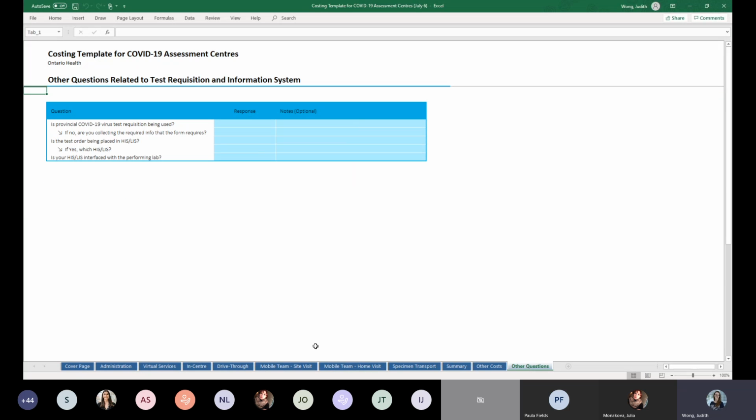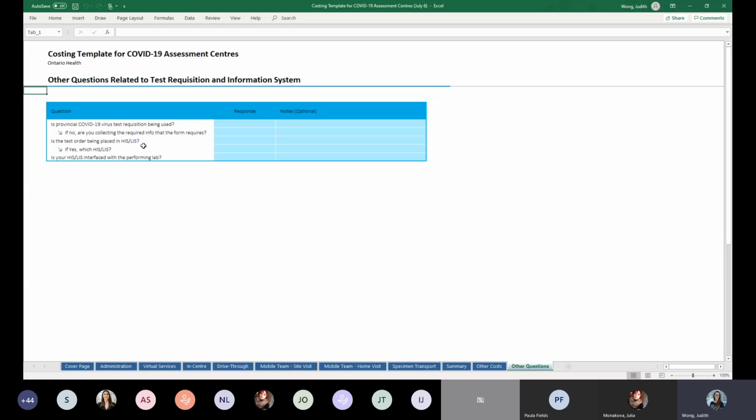Finally, we're also collecting some information for our colleagues, and this is what Julia mentioned in terms of we're going to try to avoid bombarding you with multiple requests, which means this template is a little bit bigger. We're collecting some information about your use of the provincial virus test requisition.